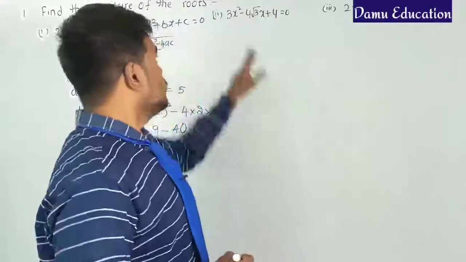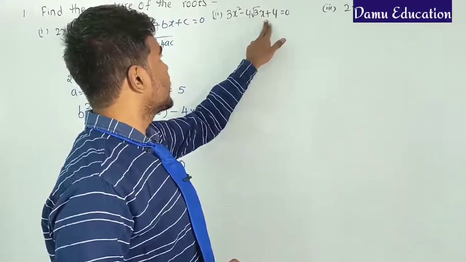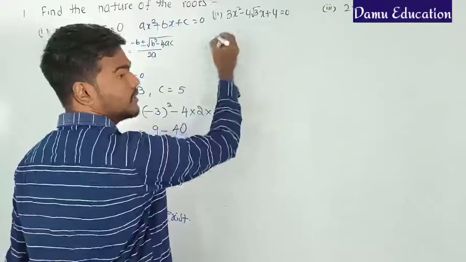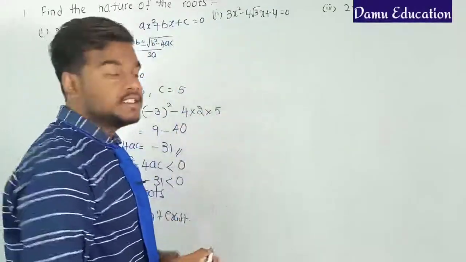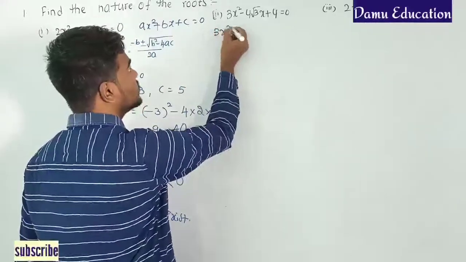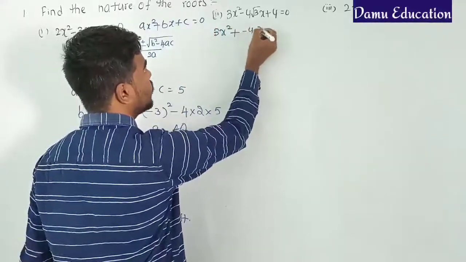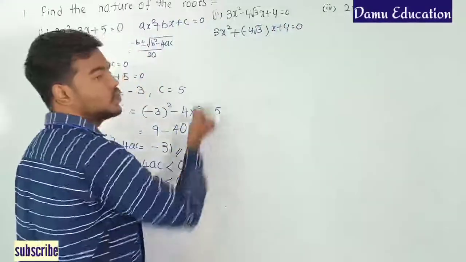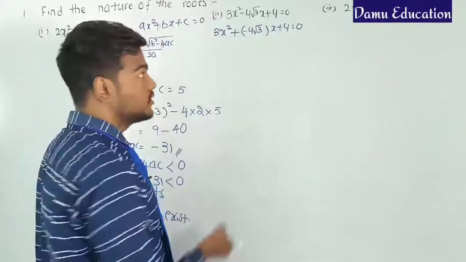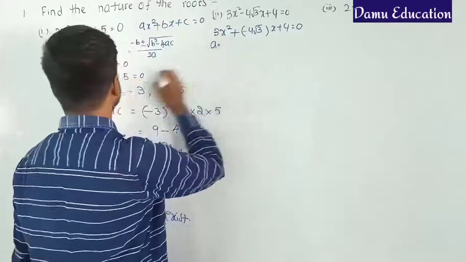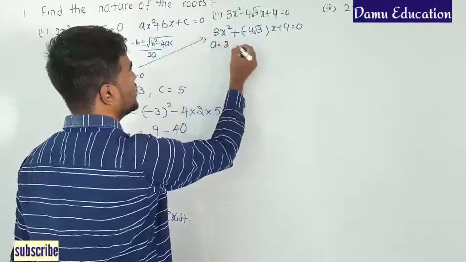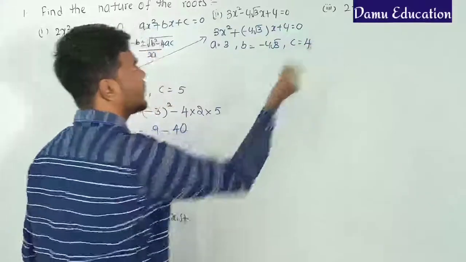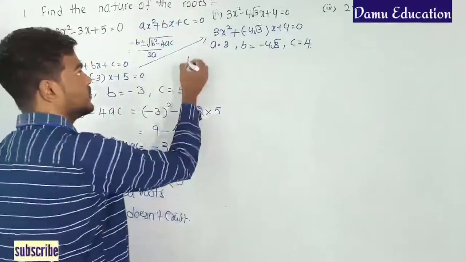Next one. Here, 3x square minus 4 root 3x plus 4 equal to 0. So we can write this in the format of ax square plus bx plus c. So let's write this as 3x square plus minus 4 root 3 into x plus 4 equal to 0. Here, a equals 3, b equals minus 4 root 3, and c equals 4. So let's find out the discriminant.